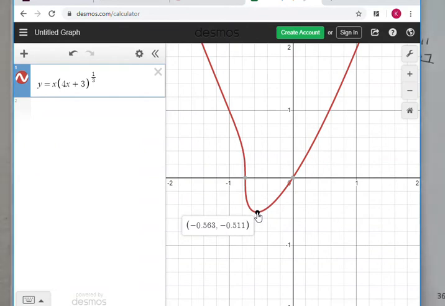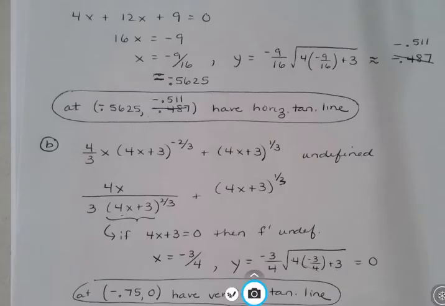All right, what about the vertical tangent? Can you see it right here? Right here, the graph goes just instantaneously vertical, and that is at that point negative 0.75, comma 0. So what we predicted is exactly what we got.